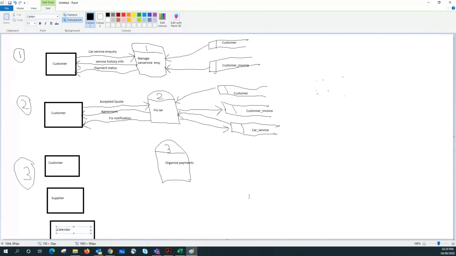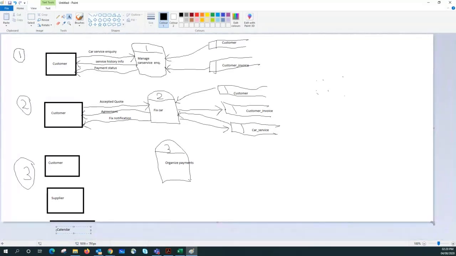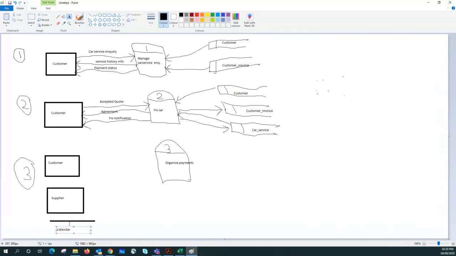Can I make it smaller? Oops, what happened to this? Sorry guys, I just need to delete this one, and I think my space is not enough. So let me draw it somewhere here. So this is the calendar.